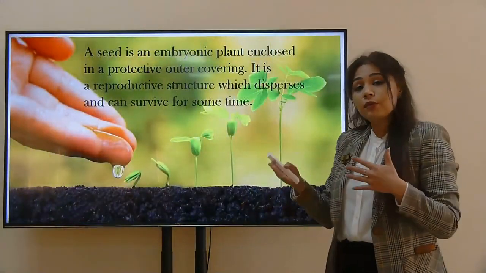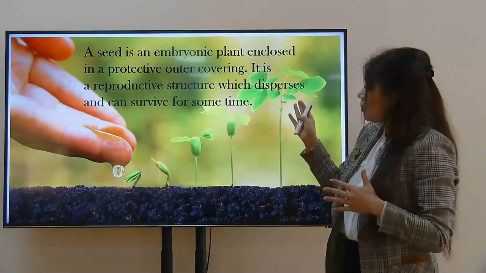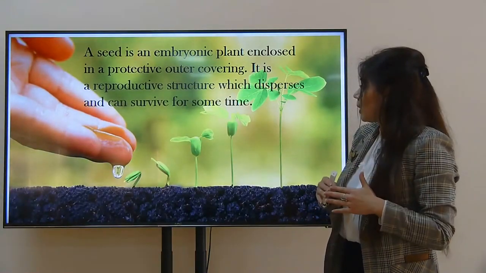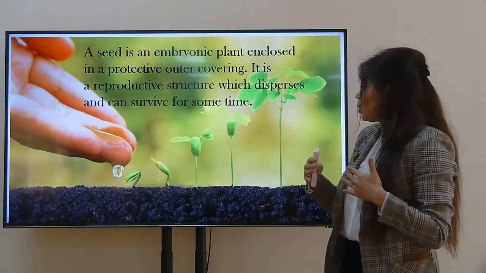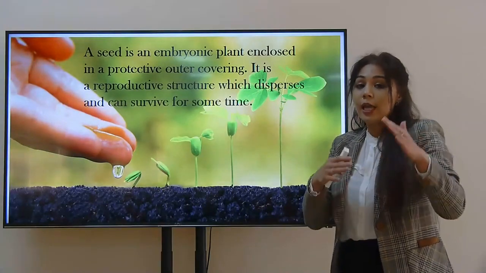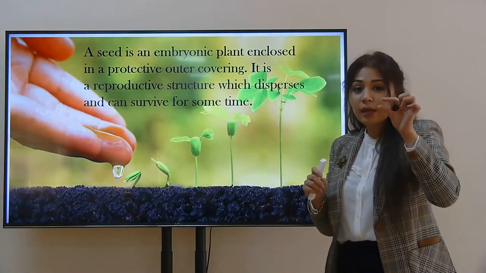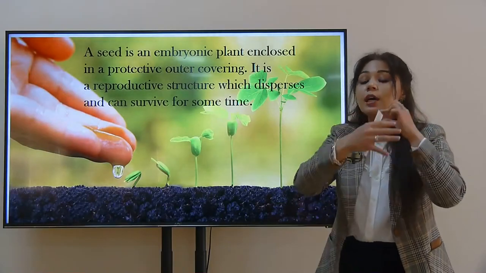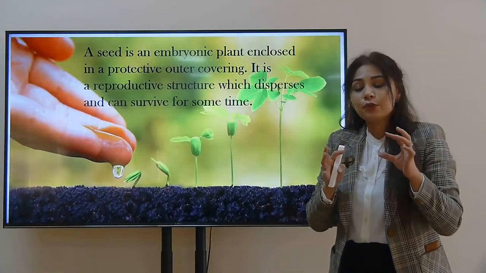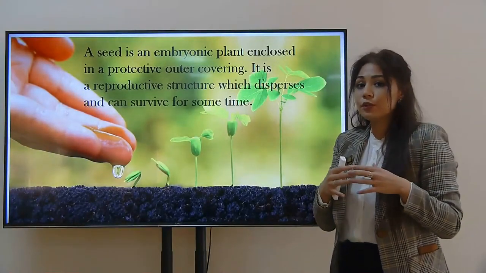Okay, let me read the first definition of the word seed. A seed is an embryonic plant enclosed in a protective outer covering. It's a reproductive structure which disperses and can survive for some time. As you understand, a seed is a small embryonic plant enclosed in a covering and with some stored food, and it can live for a particular period of time.